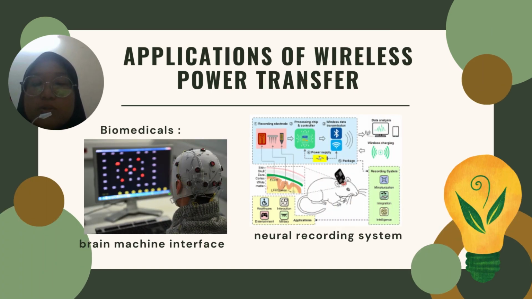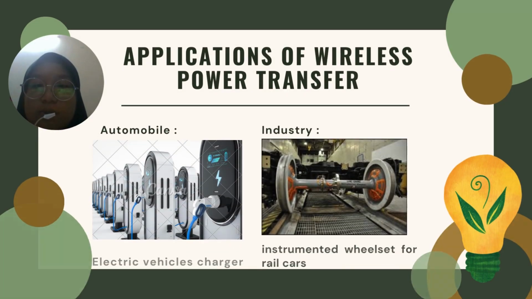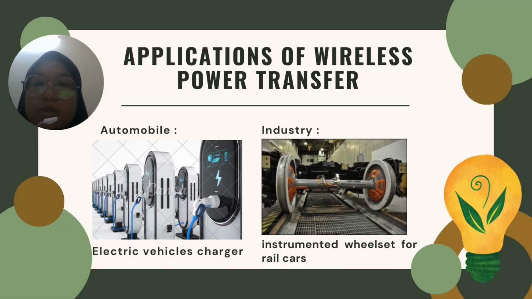Other applications can be used in biomedicals. Here we have a brain machine interface. This is usually used for experiments, and the neural recording system is also used, as you can see here, on animals. Another application is in automobiles. It's mostly in electric vehicle chargers, EV cars. And for industry, it is used in instrumented wheel sets for rail cars.